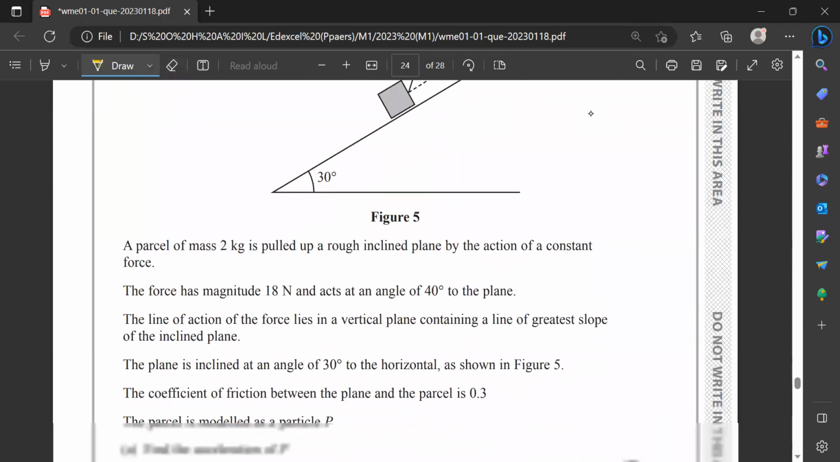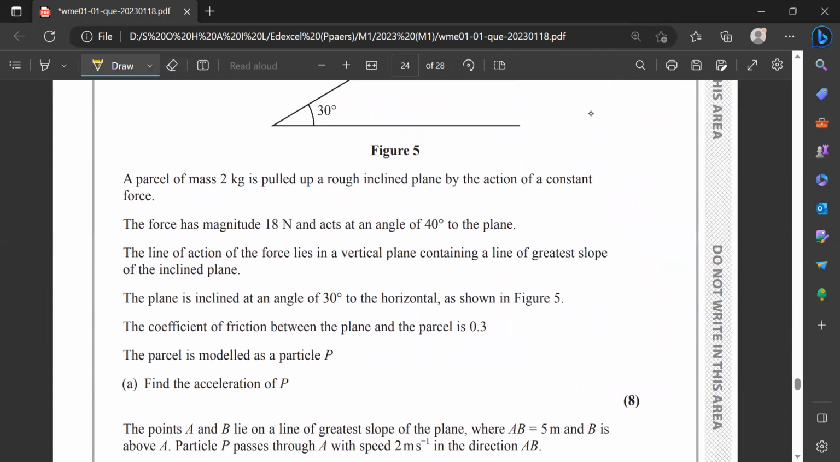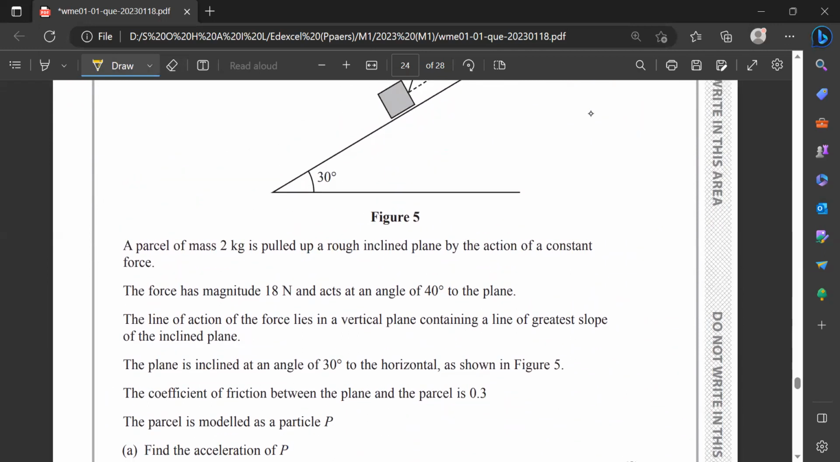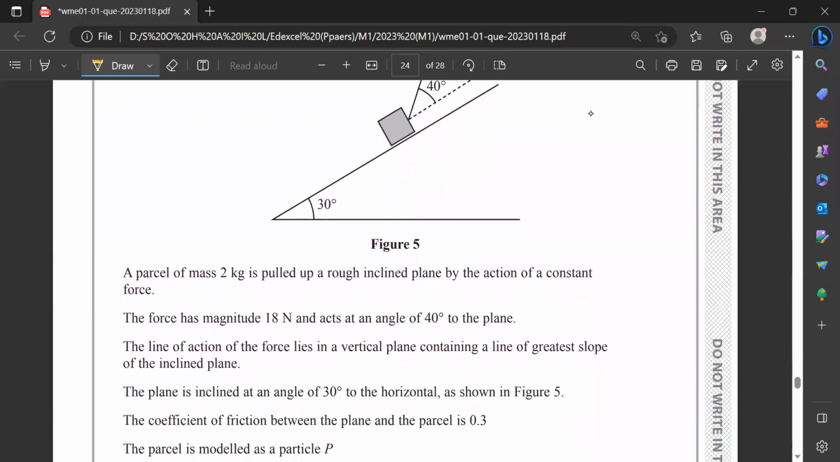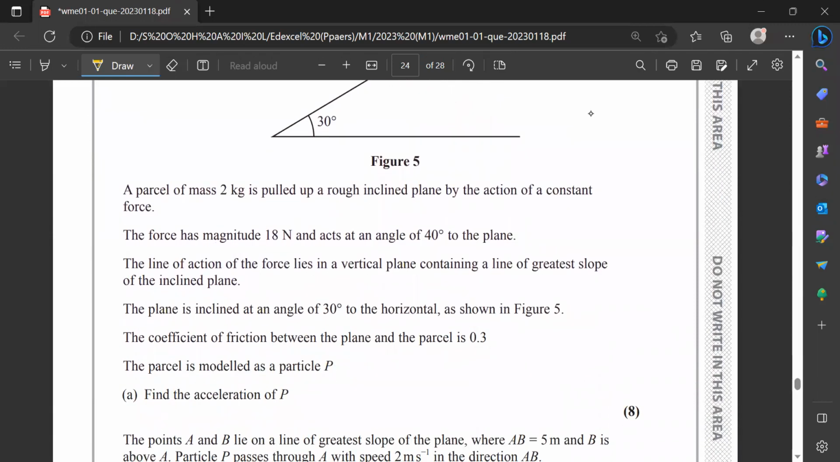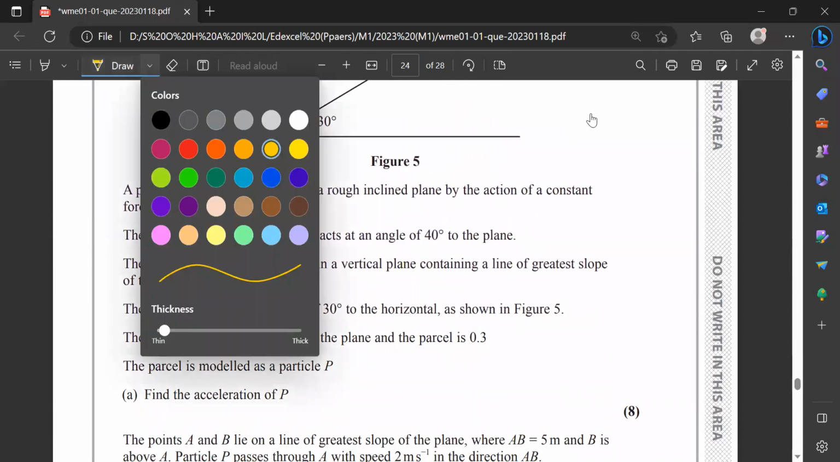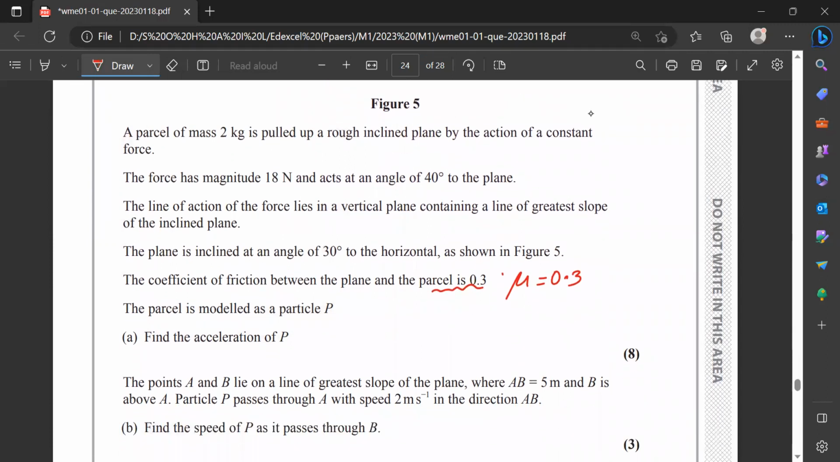The last part is: a parcel of 2 kg is pulled up a rough inclined plane by the action of a constant force. The force has a magnitude of 18 N, acting in a direction 40 degrees to the plane. The line of action of the force lies in the vertical plane containing a line of greatest slope of the inclined plane. The plane is inclined at 30 degrees. So this information is there. The coefficient of friction is given: the value of mu is 0.3, and the parcel is modeled as a particle P.